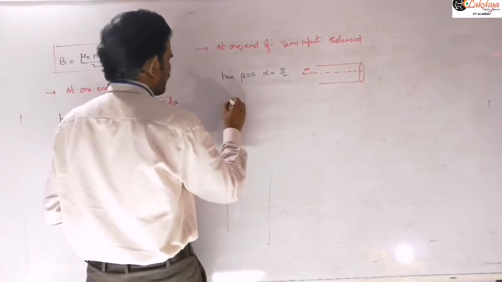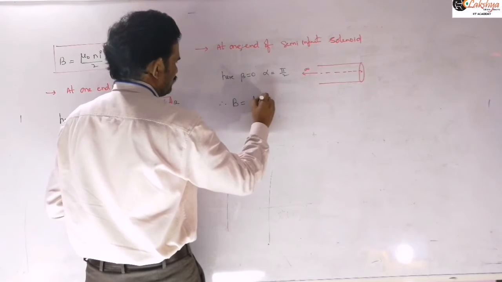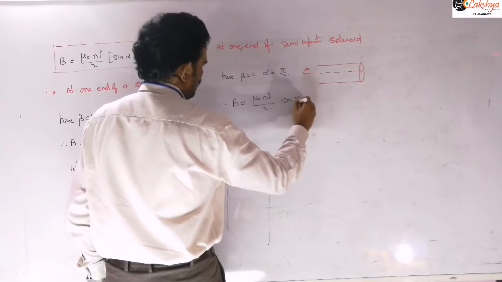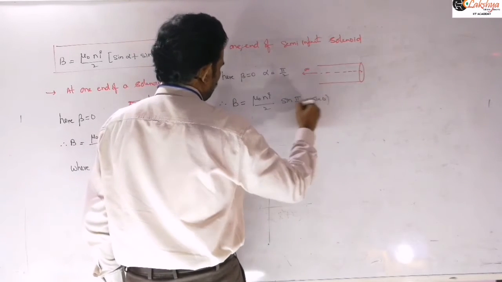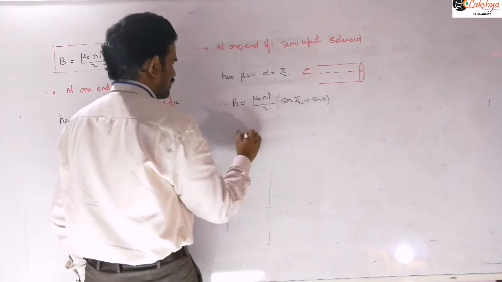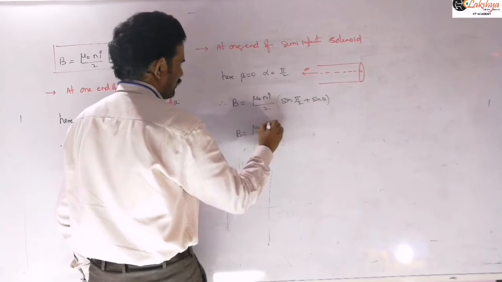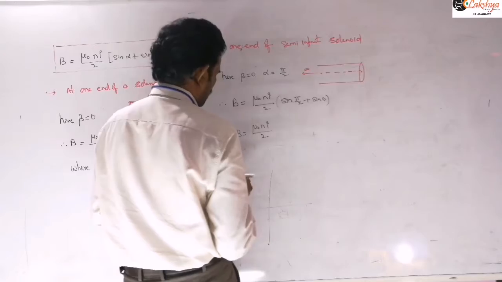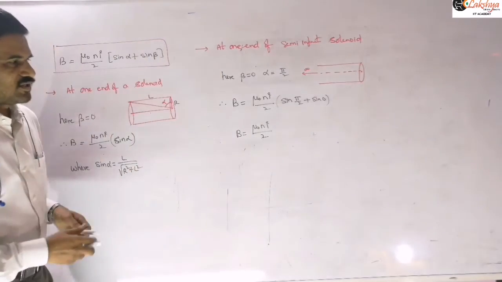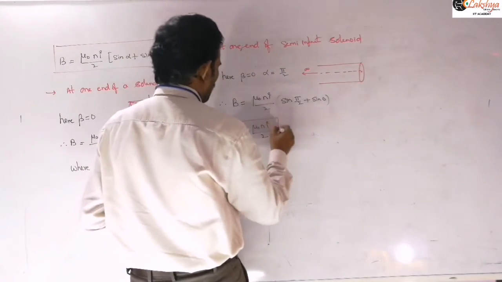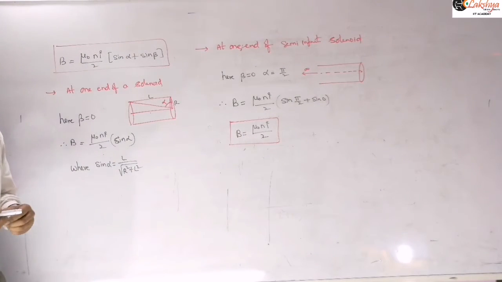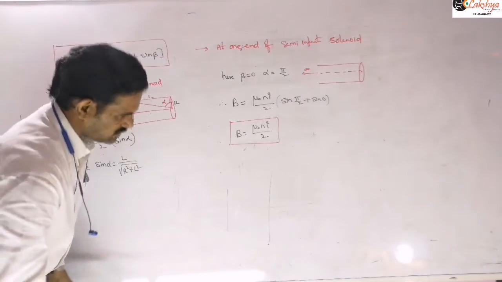Therefore this magnetic field you can write as mu naught Ni by 2 into sine pi by 2 plus sine 0. And therefore this is mu naught Ni by 2. So this is the magnetic field at one end of an infinite solenoid. So at one end of an infinite solenoid, the magnetic field is given by this expression here, right? And next, if you are taking both ends tending to infinite.